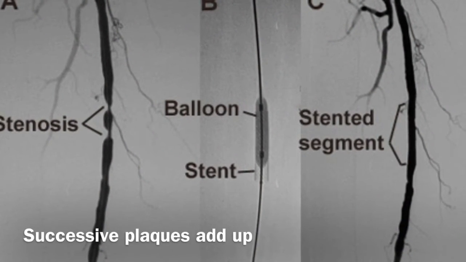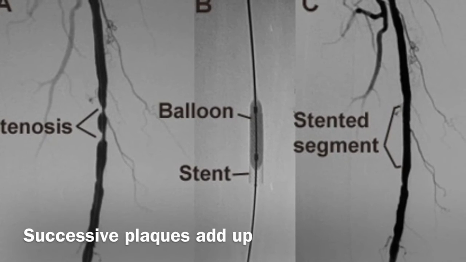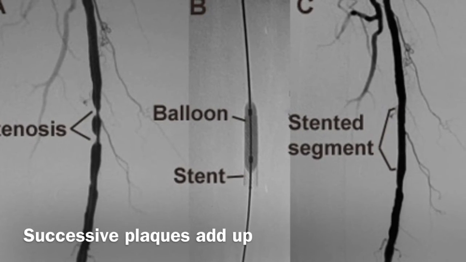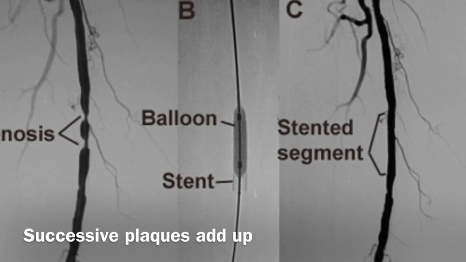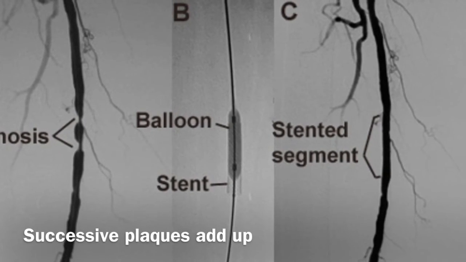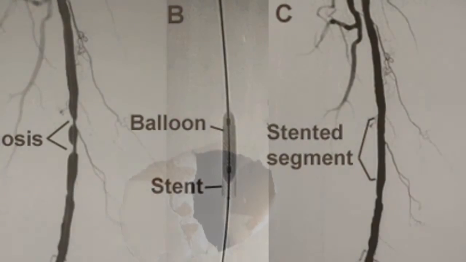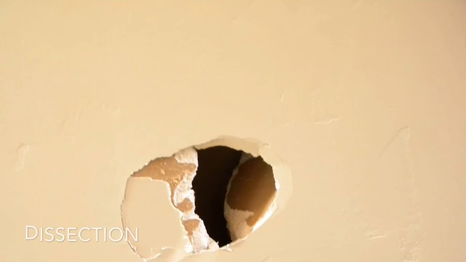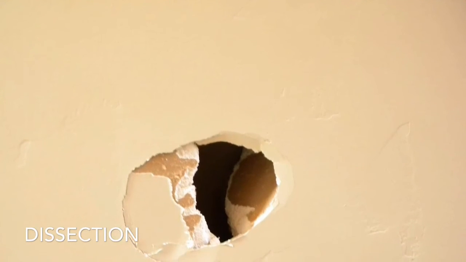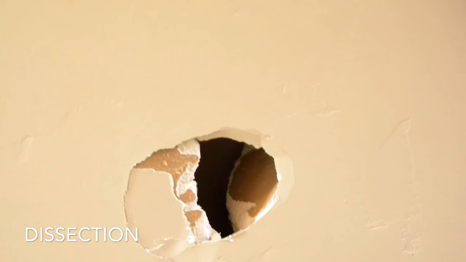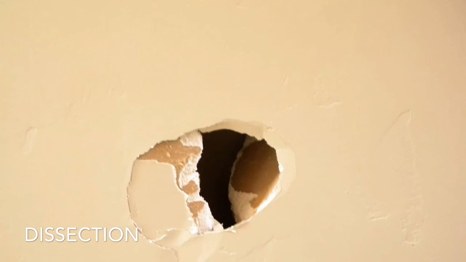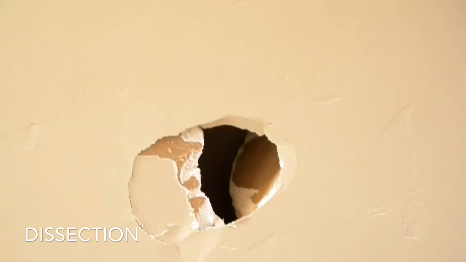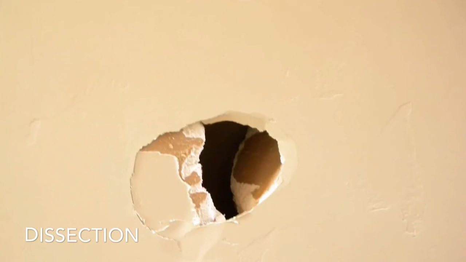Another scenario, if there are successive plaques of mild to moderate grades of stenosis, they sum up and deserve to be treated. So remember, it's all about the clinical state. Okay, now we move on to another problem, mostly precipitated by atherosclerosis. It's dissection. Dissection simply is a hole in the intima, like this hole in the wall.